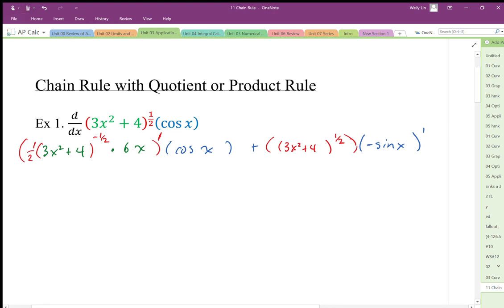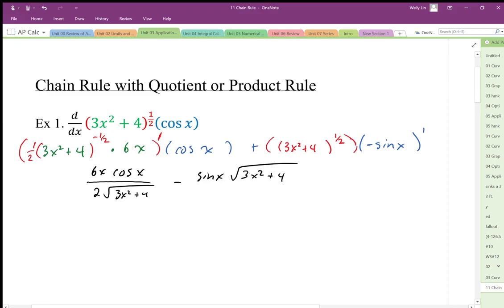Okay, I should probably simplify this. So I'm going to end up with, looks like, 6x cos x here. Okay, and then all over 2 square root 3x squared plus 4 plus, so it's going to be minus sine x times the square root of 3x squared plus 4.